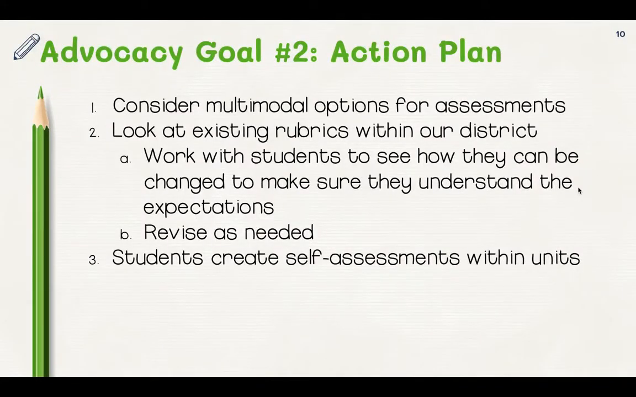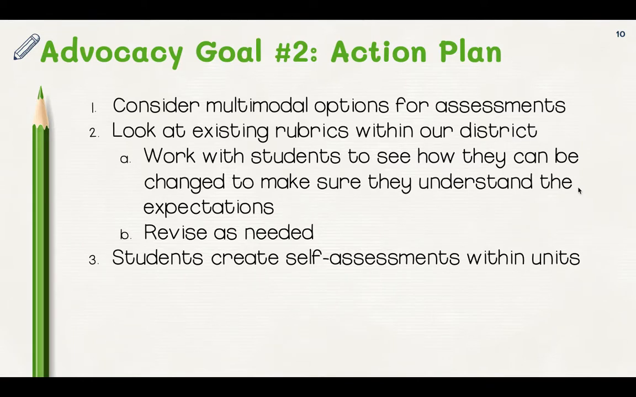For my action plan for this second goal, I want to consider multimodal options for assessments, and I think giving students the option to choose their type of end result of the assessment is crucial because I can think of a few of my students who are very tech savvy and love to work on the computer versus just the regular pen and pencil method. And so I think if they are able to choose the assessment that they do for a certain task, then that would allow for some more motivation within them and they can really show off their strengths.